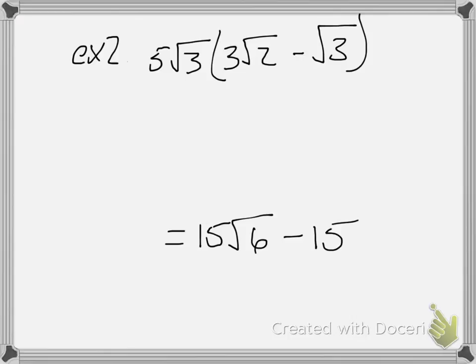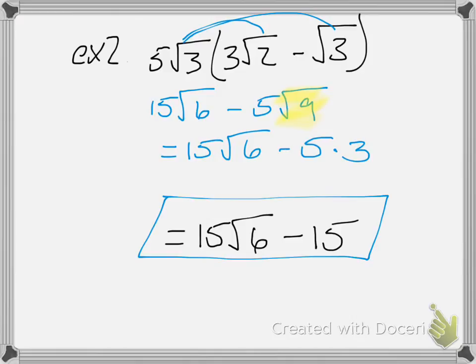So, we distribute 5 square root of 3 times 3 square root of 2, and we get 15 square root of 6 minus 5 square root of 9. Again, we're not done, because 9 is a perfect square. So that becomes 15 square root of 6 minus 5 times 3, and 5 times 3 is 15. So we get 15 square root of 6 minus 15. Yes?